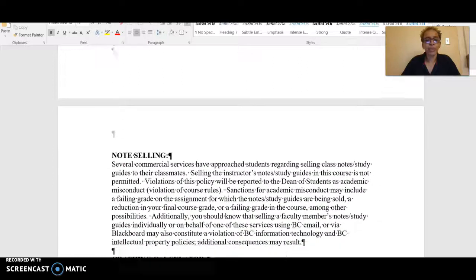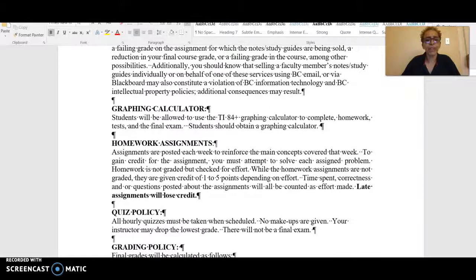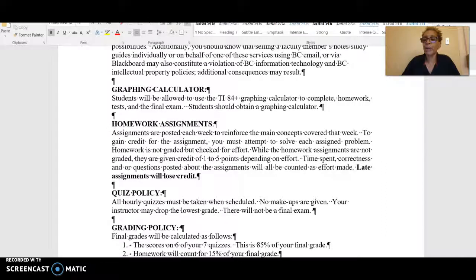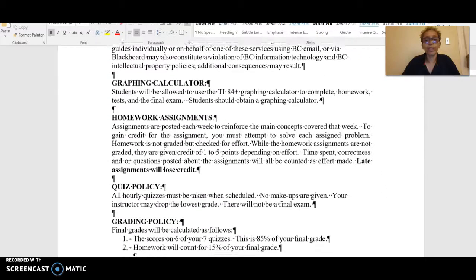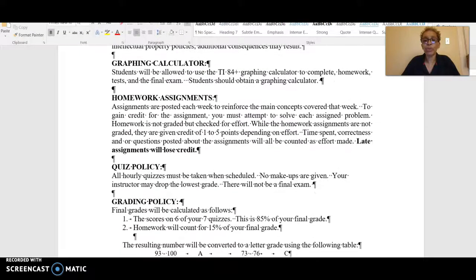Let's see, what else do we have? Note selling is not allowed. And we talked about the graphing calculator. You can use it on exams, of course, and homework assignments. Those are the participation activities, and you get 1 to 5 points based on how much time you spent on it, correctness, things like that. And if it's very late, it would lose credit. But you just want to keep up with the homework.